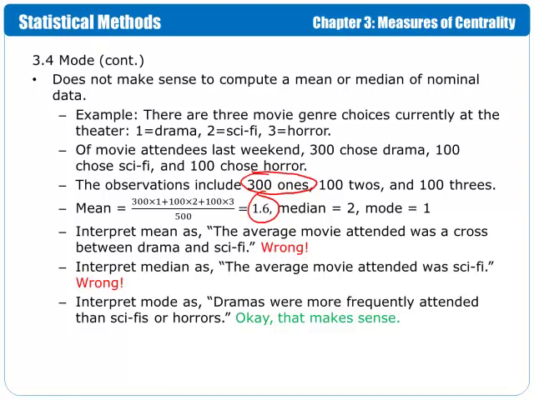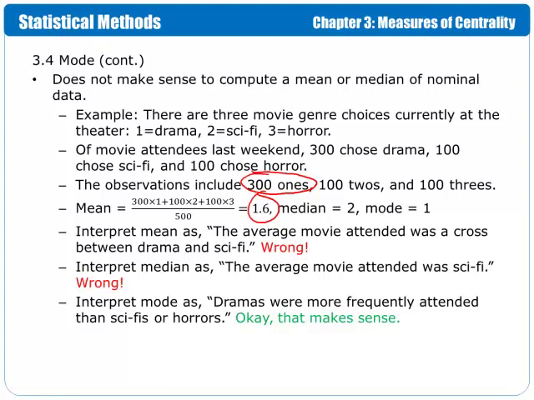How do we interpret the mean, the median, and the mode? We would interpret the mean as the average movie attended was a cross between drama and sci-fi. That is incorrect because we're not looking at a cross or a mixture of movie genres. We're looking at the occurrence of those different genres. And so it would be wrong to say the average movie is somewhere in between drama and sci-fi, because those genres don't necessarily have to have anything in common.